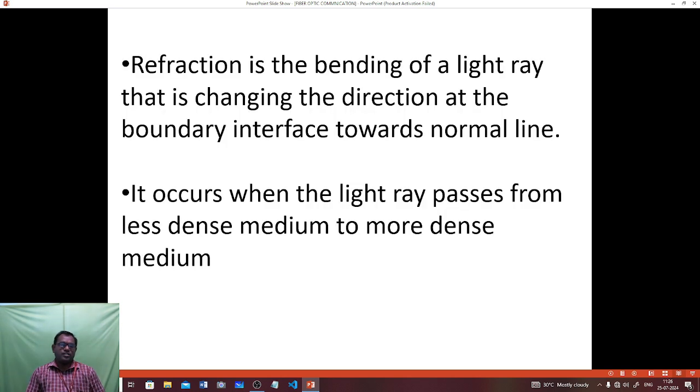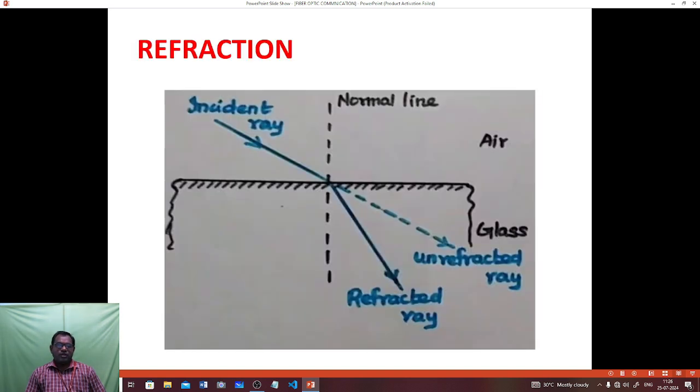So refraction is the bending of a light ray, that is, changing direction at the boundary interface towards the normal line. It occurs when the light ray passes from a less dense medium to a more dense medium. So here the less dense medium is air and the more dense medium is glass.